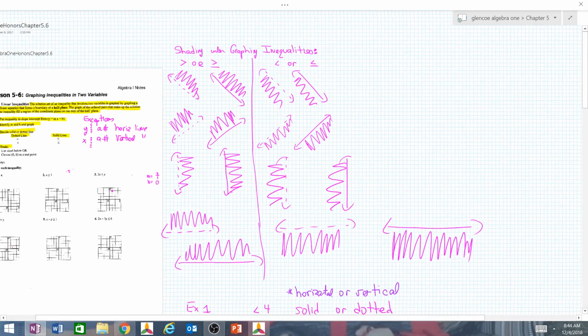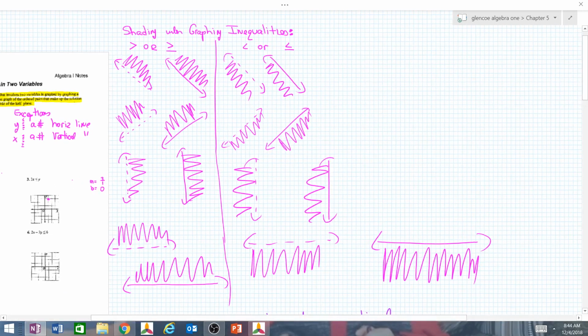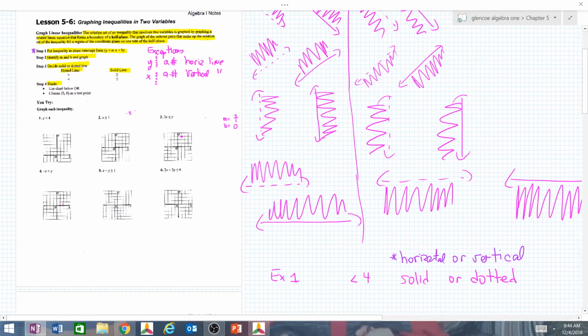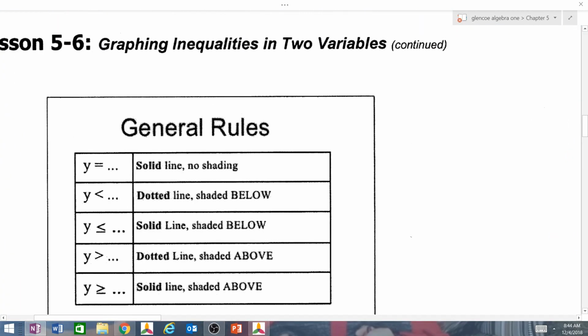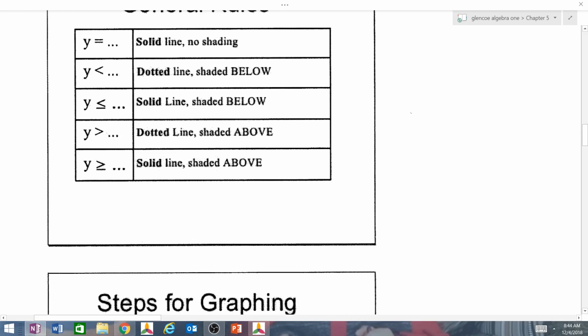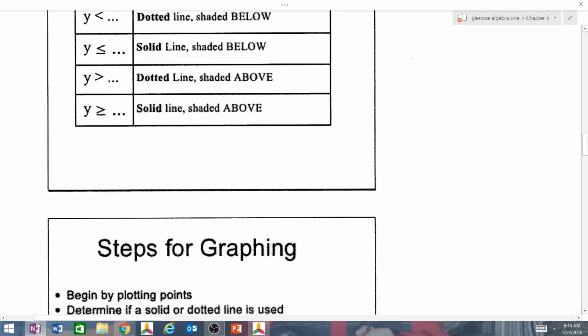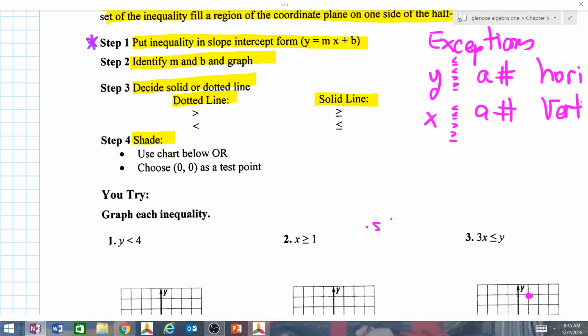So I will allow you time to copy this later, but here's the whole thing, shading when graphing inequalities. Now there is a chart in your notes, and it tells you exactly. We did look at that a couple of minutes ago, so let's look at it one more time. So here is your chart and your general rules on how to graph. And we just went over those. I will allow you to copy that in a few minutes, but that'll take up a lot of time right now while we're recording. All right, so let's jump right into it and try an example.